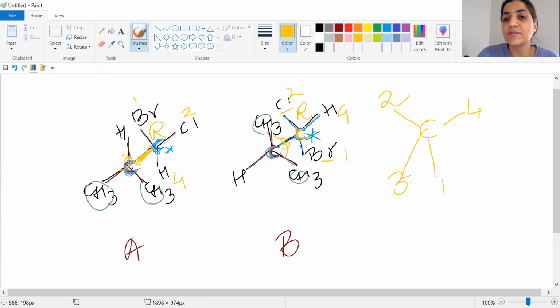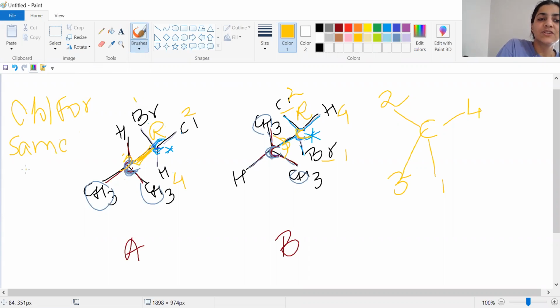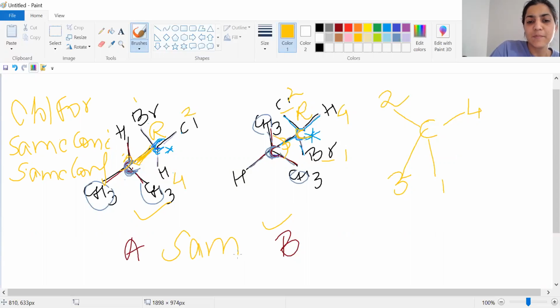So far, if I have to look at the relationships, they have the same molecular formula, they have the same connectivity, and they have the same configuration also. What does this mean? It means both of these structures are the same compound.